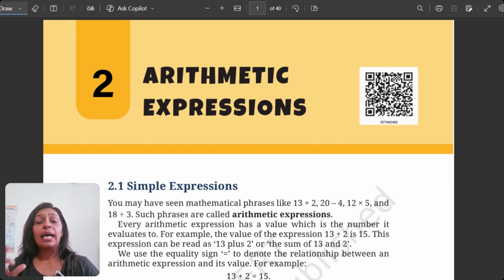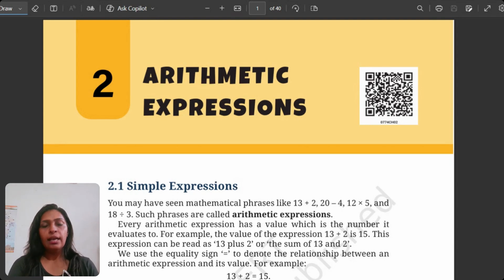So let's begin this. Chapter number 2 is arithmetic expressions. Let's first understand what arithmetic expressions are. Any statement, if we have expressed it in mathematical form, is an arithmetic expression. For instance, 11 plus 2 is an arithmetic expression. And if we get the equality sign in it, it becomes an equation. If the equality sign comes there, it becomes an equation.